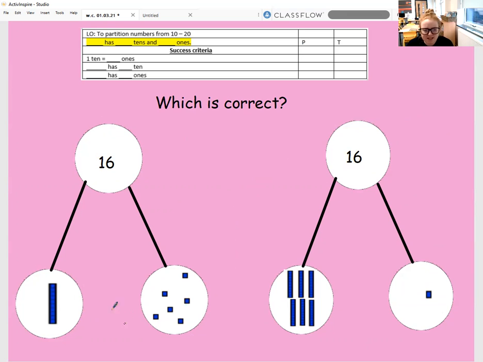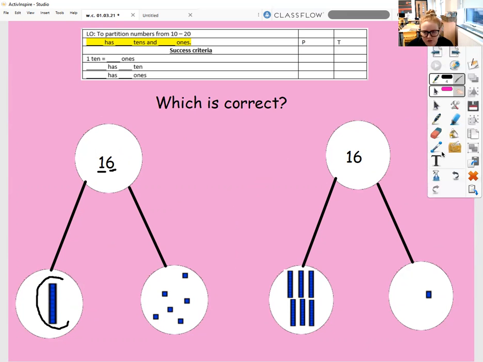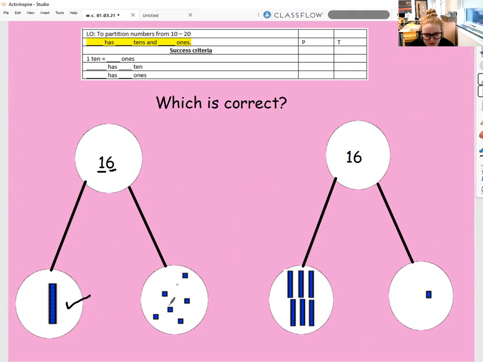So we're trying to represent 16. So 16 has 1 ten. So I'm looking for our part whole model to have 1 ten and 6 ones. So which is my tens? Here are my tens. I have 1 ten. So this is correct so far. 1 ten. Now 6 ones. I can see these are my ones. I've got 1, 2, 3, 4, 5, 6 ones. Brilliant. So this represents 16.